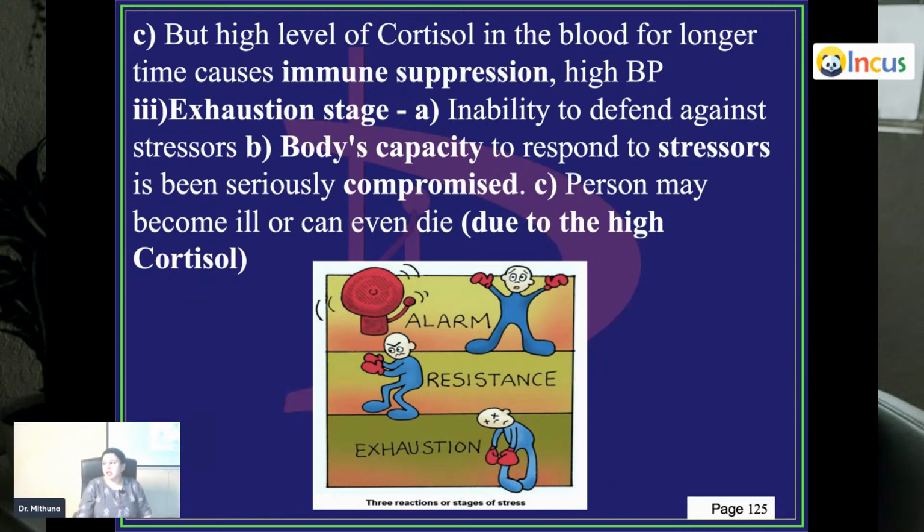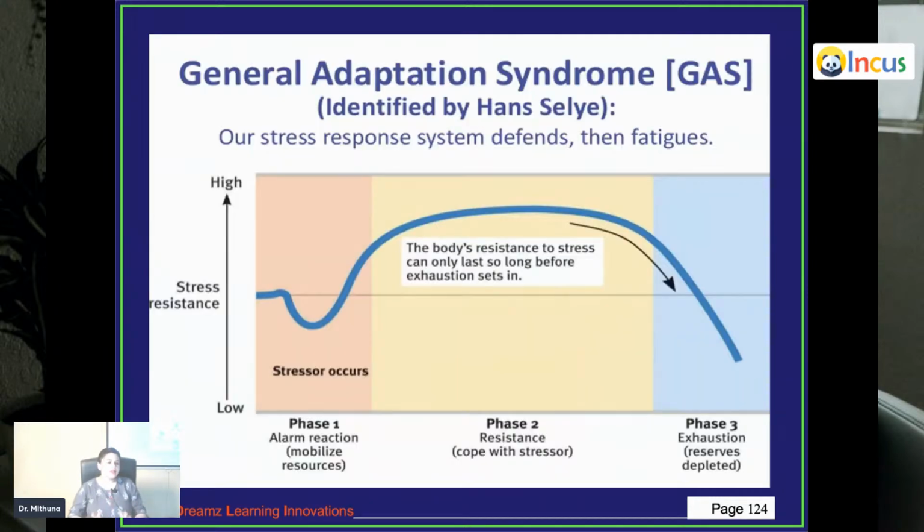The body's capacity to respond to the stressors is seriously compromised. A person may become ill, and can even die due to high cortisol. So it is very dangerous. This is your general adaptation syndrome. This happens in everybody. So stress is not good for you. Don't take stress. General adaptation syndrome was identified by Hans Selye. It's our stress response system, which defends or which becomes fatigued.